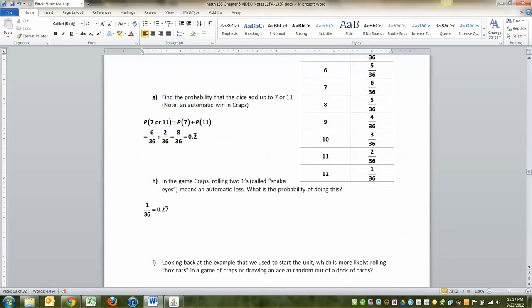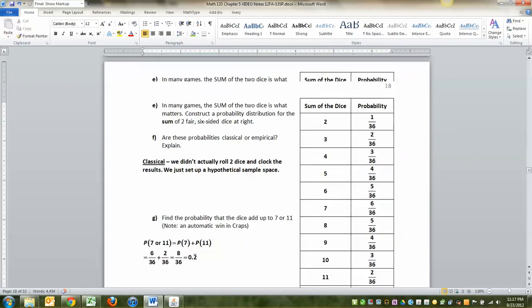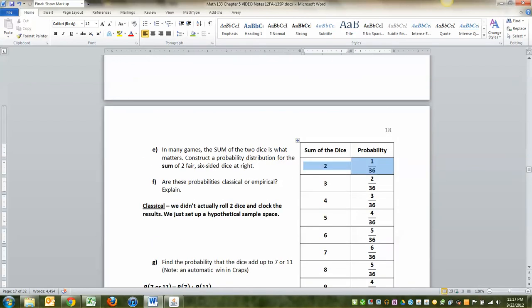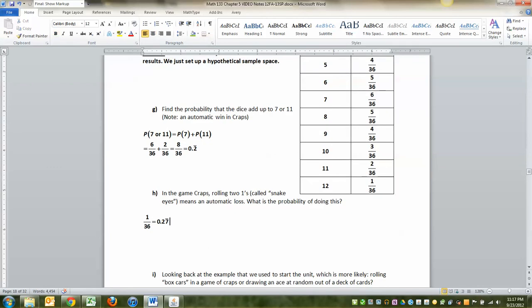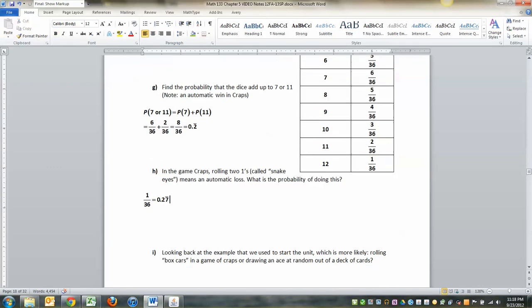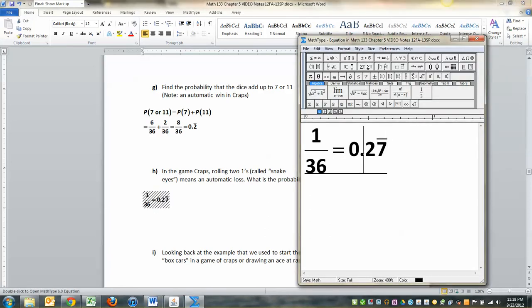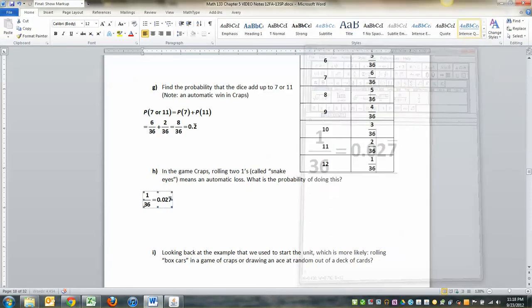All right, what about rolling snake eyes? If you roll snake eyes, which is two 1s, that's an automatic loss, and the chance of that is 1 out of 36. Okay. Which, it's occurring to me that this is not right. It's 0.0277. There we go.